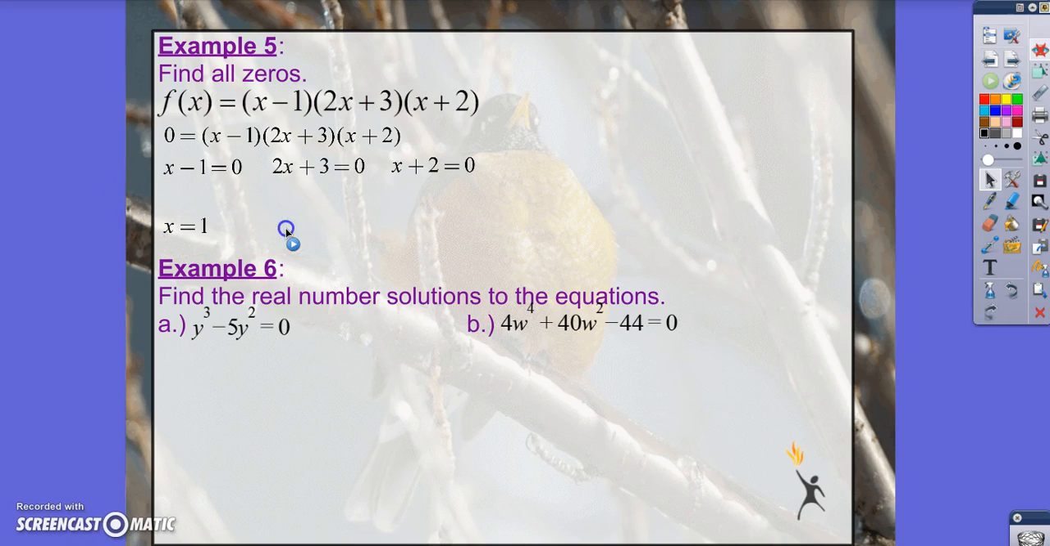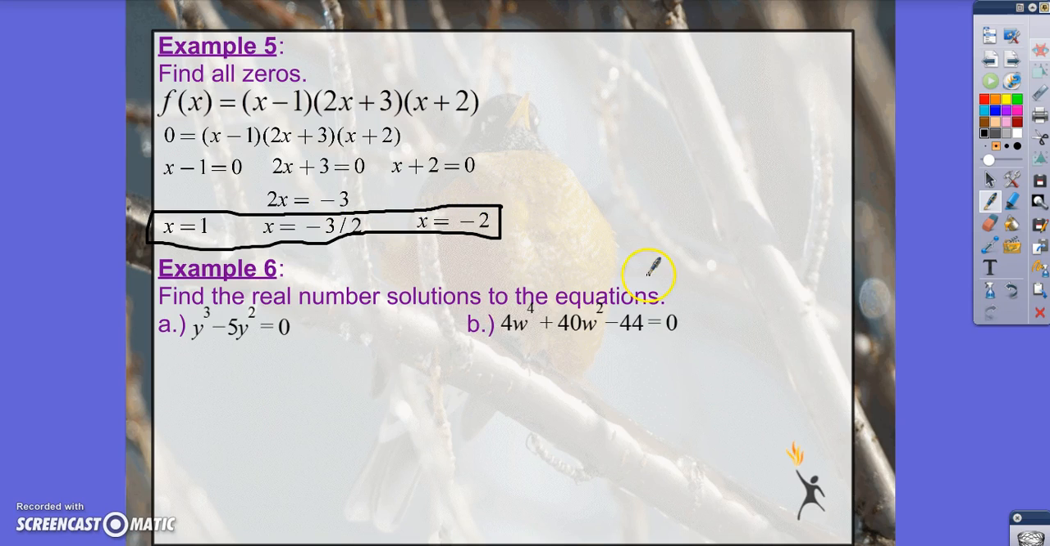X will equal 1. But be careful with this one. Oh, I have work here. I'll go back for a second. Bring the 3 over as a -3. We divide both sides by 2. We get x equals -3 halves. Here we subtract 2 from both sides. We get x equals -2. So my final answer for this one is x equals 1, -3 halves, and -2.